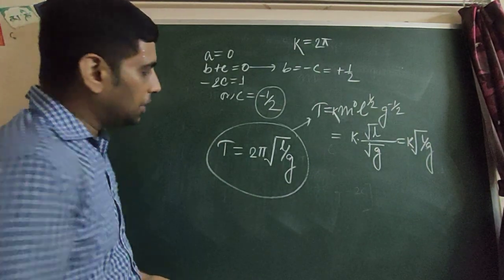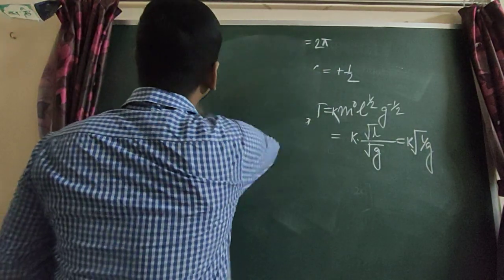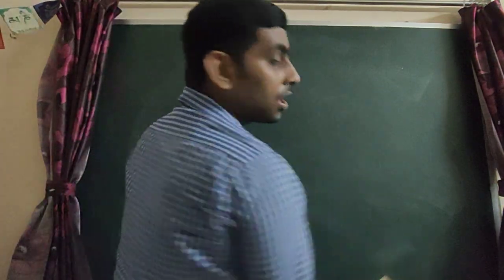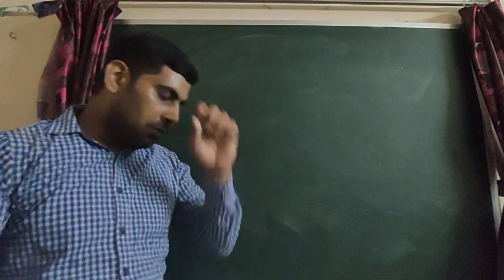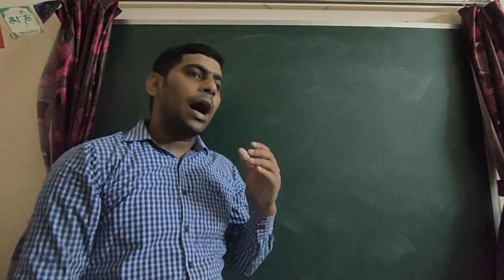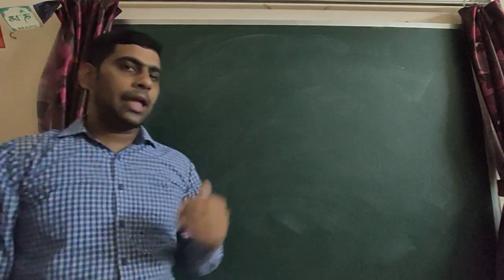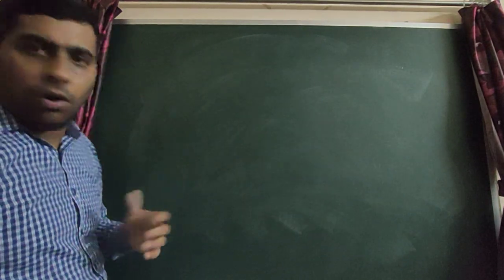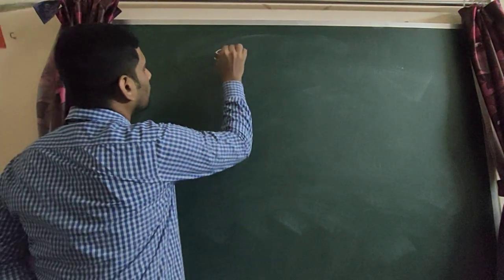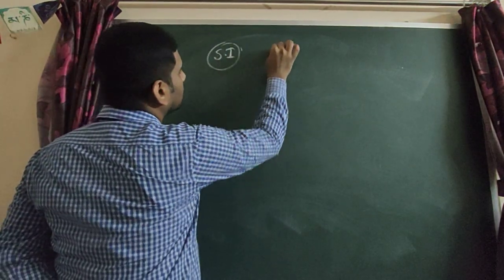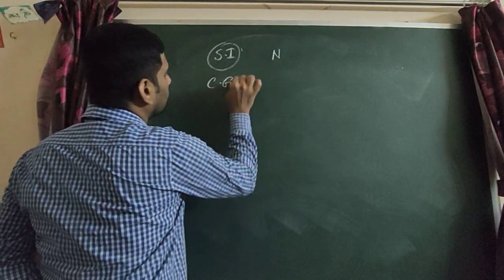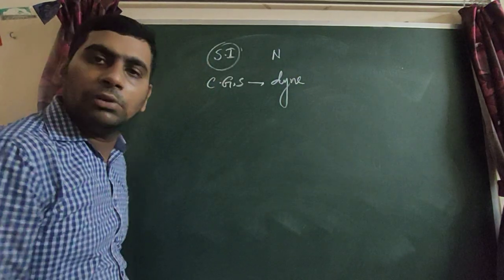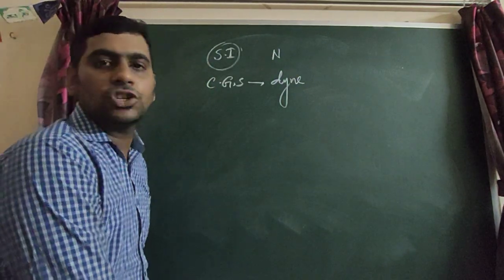Next, another application: conversion of units. Means in one system of unit, a physical quantity is there. If I want to express that in another unit, how will it become? So the change I will see. Suppose we all know about force. The SI unit of force is Newton, and CGS unit of force is dyne. Now I will establish the relation between Newton and dyne by using dimensional analysis.